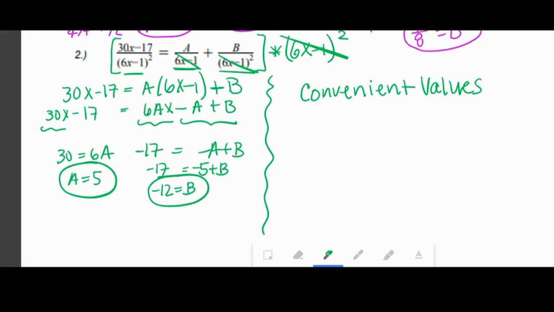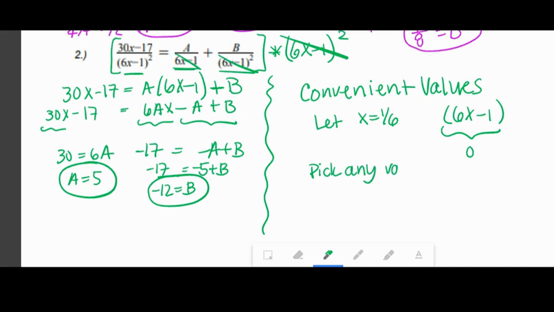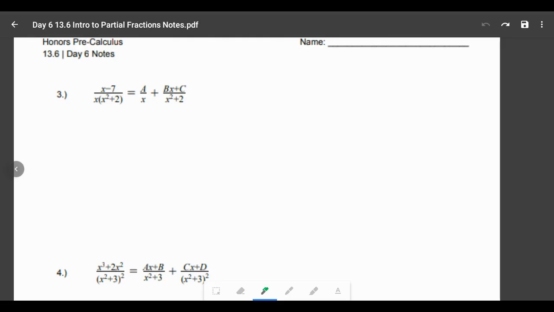If you wanted to do the convenient values method, I would let x equal 1/6. That would eliminate the 6x minus 1. That would make that equal to 0. But then for the next step, you can just pick any value for x. Doesn't have to cancel anything out. You just pick any value that you want to substitute in for x, and then you'll be able to solve from there.